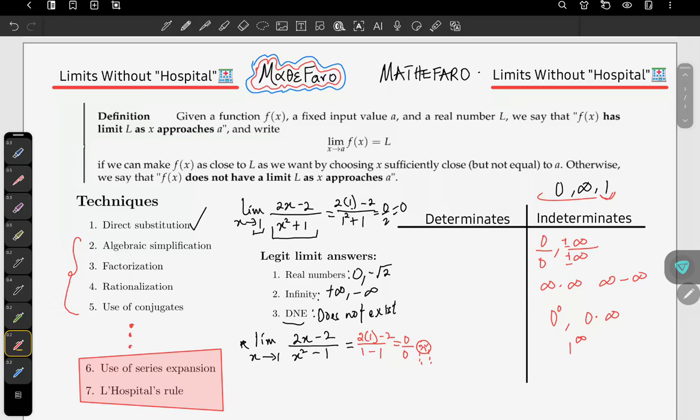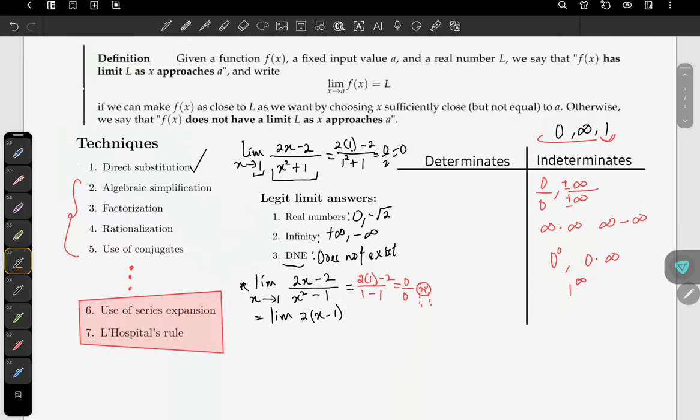We could try factorization. For instance, in this particular question, I could factorize the numerator to be 2 into bracket x minus 1, and the denominator to be x plus 1 times x minus 1 using the difference of two squares. So in this case now, x minus 1 cancels x minus 1.